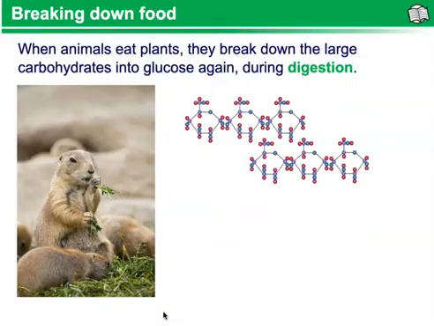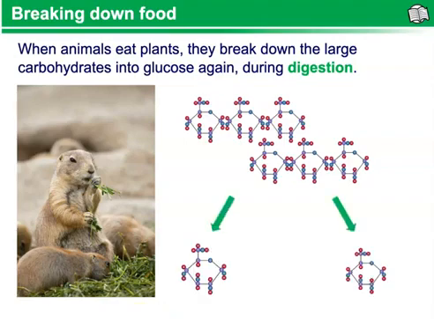Breaking down food. When animals eat plants, they break down the large carbohydrates into glucose again during digestion. Humans cannot digest cellulose. However, animals such as cows, horses, sheep, and goats can, due to the bacteria in their digestive system that use enzymes to break down cellulose into glucose.